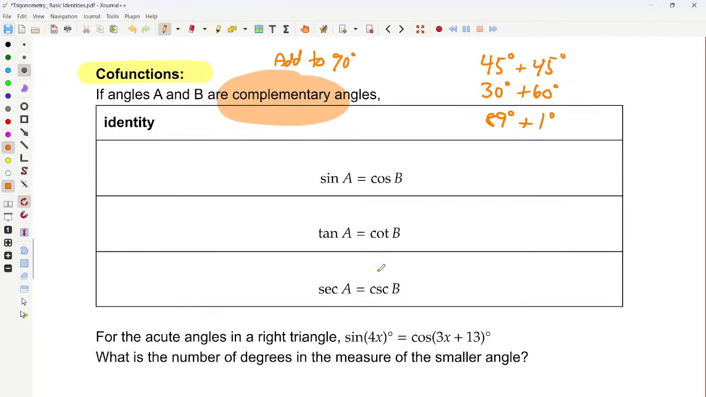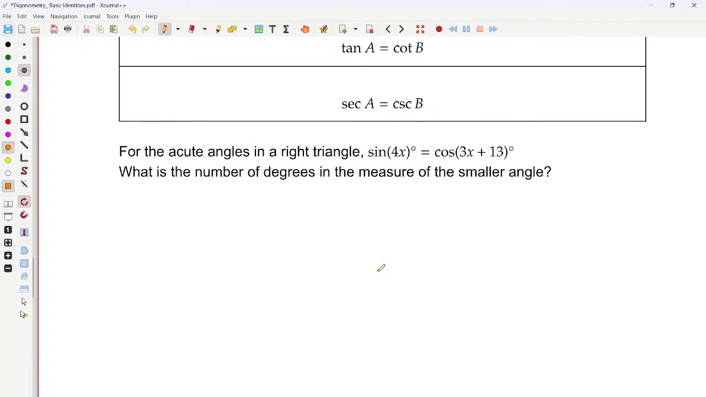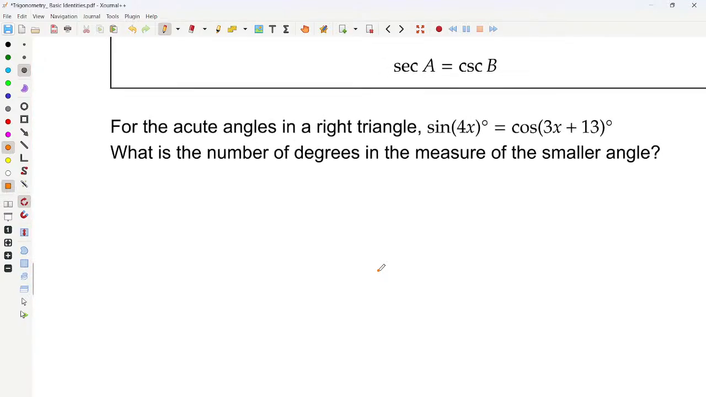If you have a pair of complementary angles, sine is equal to the complementary cosine. Tangent is equal to the complement's cotangent, and secant is equal to the complement's cosecant. In a right triangle, or for acute angles in a right triangle. So we're just saying, bro, not the right angle. The other two angles.